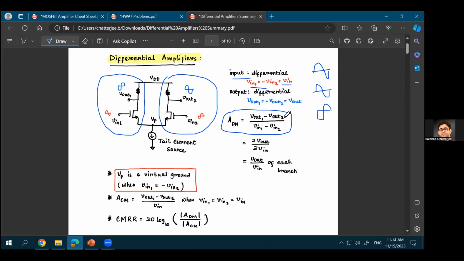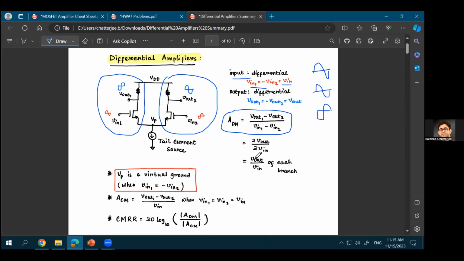Now, of course, Vout1 minus Vout2 is equal to twice the individual Vouts, and Vin1 minus Vin2 is equal to twice the individual Vins, right? It's the same logic that we applied over here: the difference of two signals which are at the same phase is 0. The difference of two signals which are 180 degrees out of phase is twice as large as each of the individual signals.